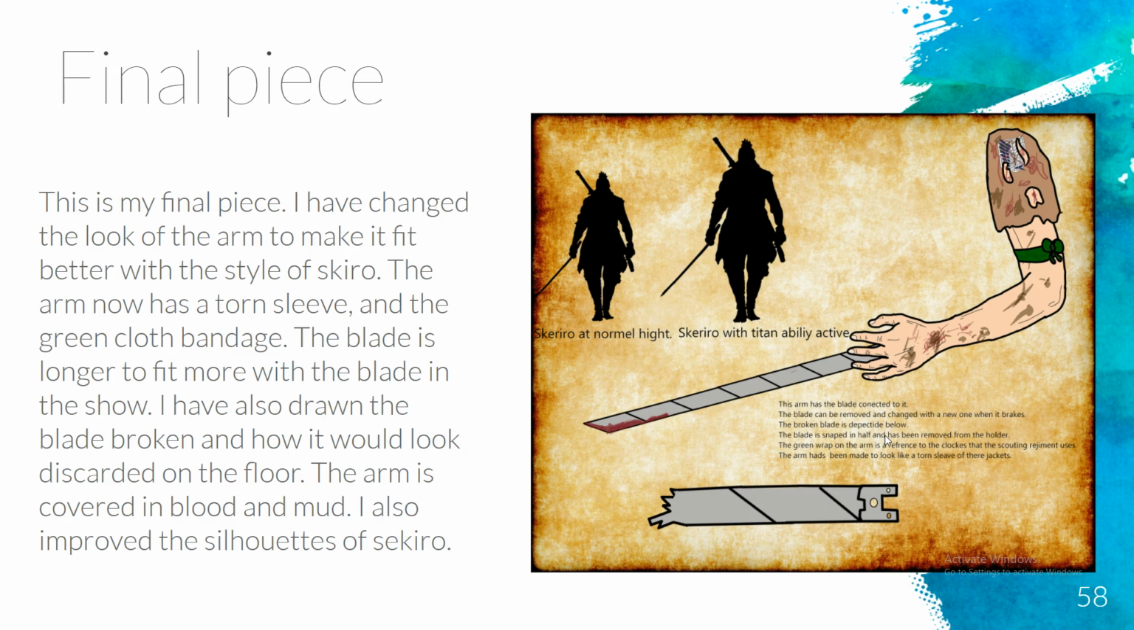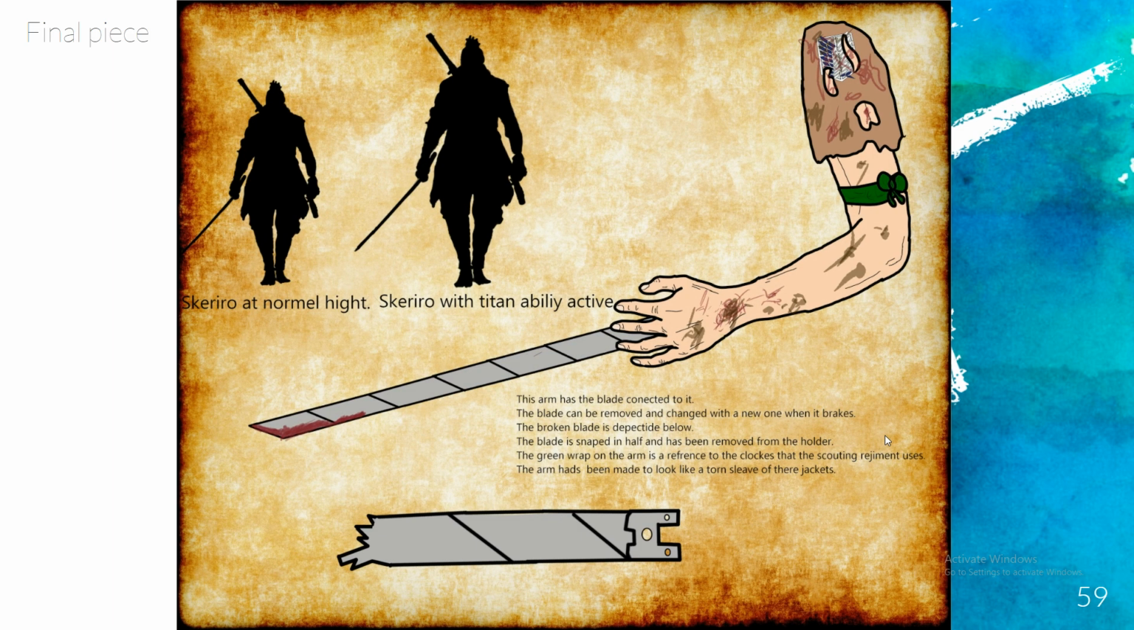Here's my new final piece. I've changed the look of the arm to fit the Seiko style better. The arm has a torn sleeve and a green cloth bandage. The blade is longer to fit more of the blade in the show. I've also drawn the blade broken, as it looked discarded on the floor. The arm is covered in blood and mud, and I also improved the silhouettes of Seiko to have it on a larger scale.